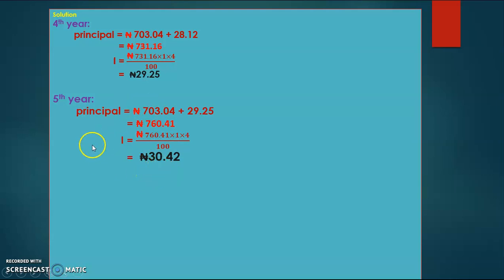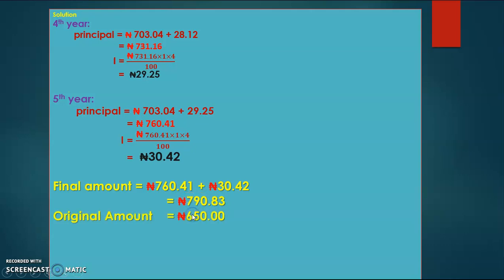Now we are going to stop here. We are not going to do the sixth year because we are asked to calculate the compound interest for 5 years. So our final amount will be equal to 760 naira 41 kobo plus 30 naira 42 kobo, which is equal to 790 naira 83 kobo. And our original amount is this. If you remember from our question, we were given the original amount as 650 naira.